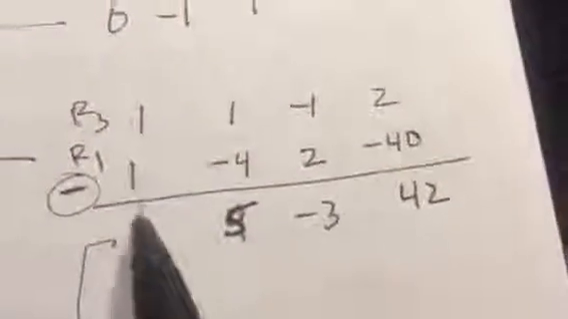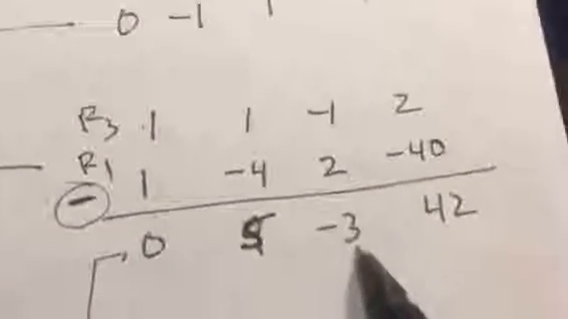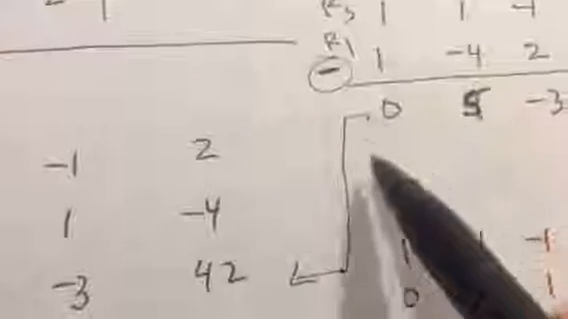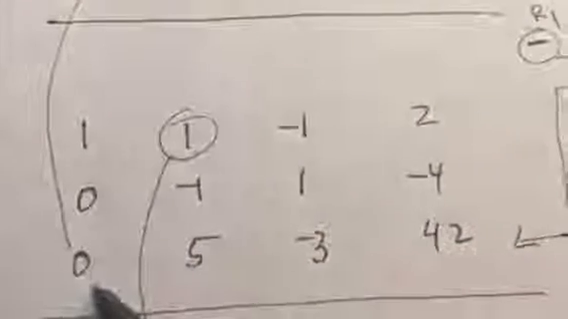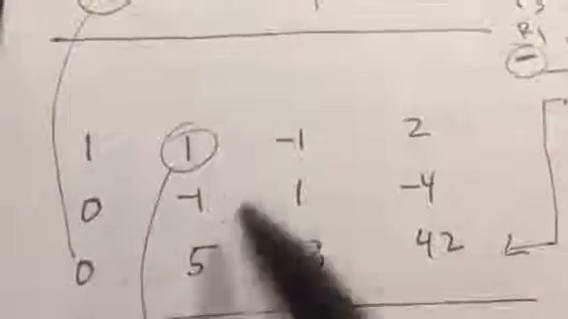I subtract 1 minus 1 is 0. 1 minus a -4 is going to be 1 plus 4, so it's 5. -1 minus a 2 is a -3. And 2 minus a -40 is going to be 2 plus 40, so that's 42. So that's going to be my new row 3, and now I go back to my equation. You see now I have my 1, 0, 0. Okay, from there, now I'm going to go to my next column.